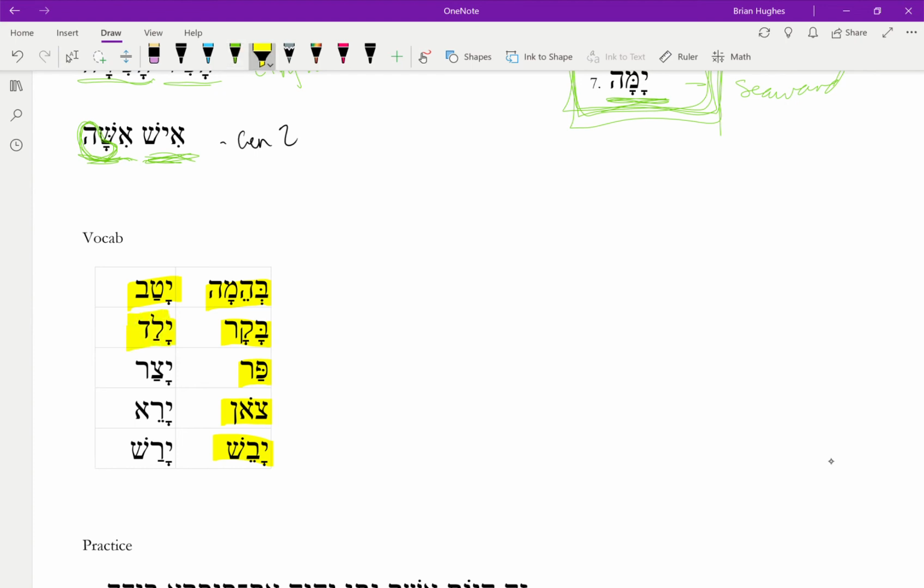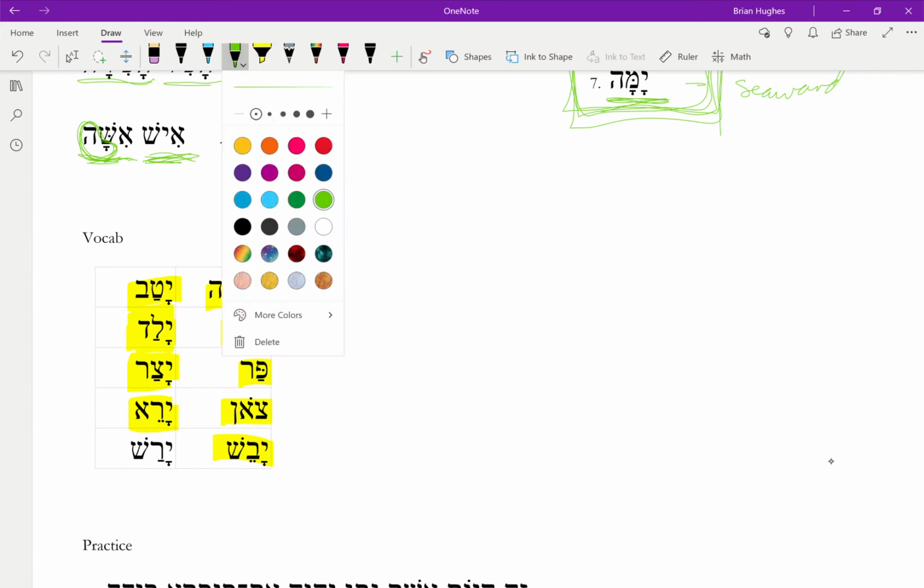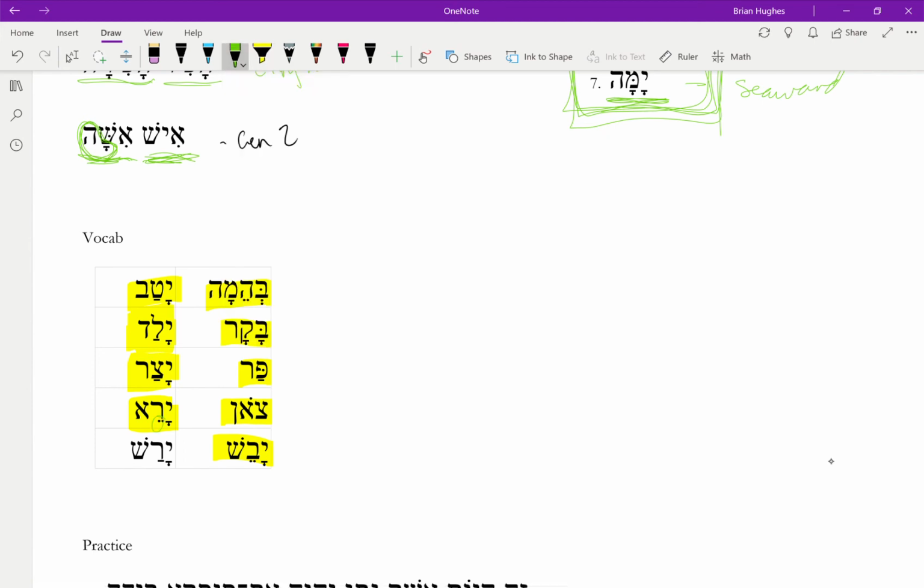Yalad is to give birth. This gets used a fair amount there, not only for human birth, but also the Lord's action to Israel. Yatzar is to form or fashion, create. Yareh is to fear or be afraid. So the fact that we have this tsere here tells us it's a stative verb. So yareh, to fear, to be afraid, and yarash is to inherit. So this gets used obviously in a lot of the talk about the land as Israel's inheritance.